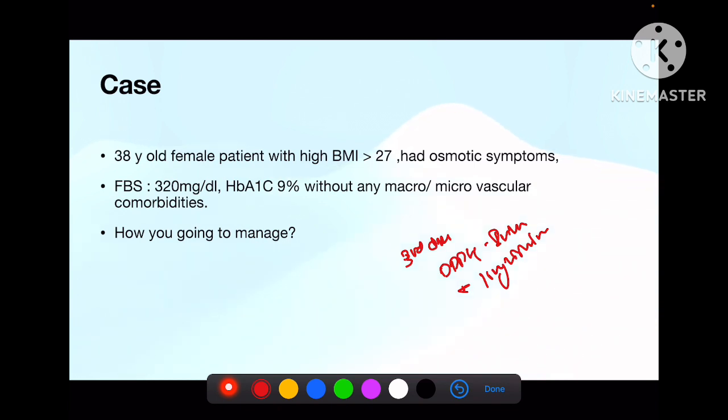So the first thing you have to give is metformin. If you want to start a second agent, you can go for a GLP-1 agonist or SGLT2 inhibitors. On top of that, you can then think about giving a DPP4 inhibitor for this patient.